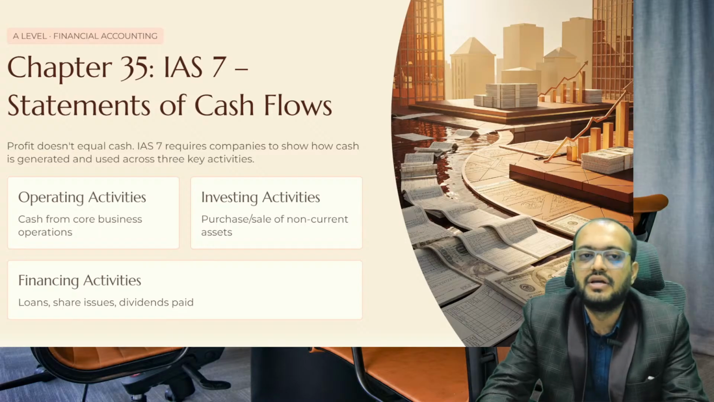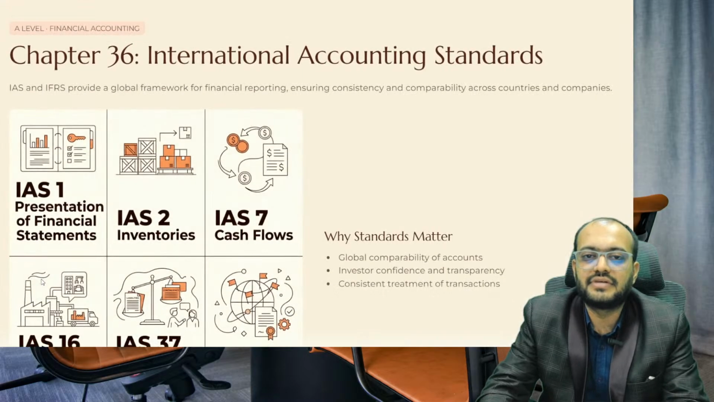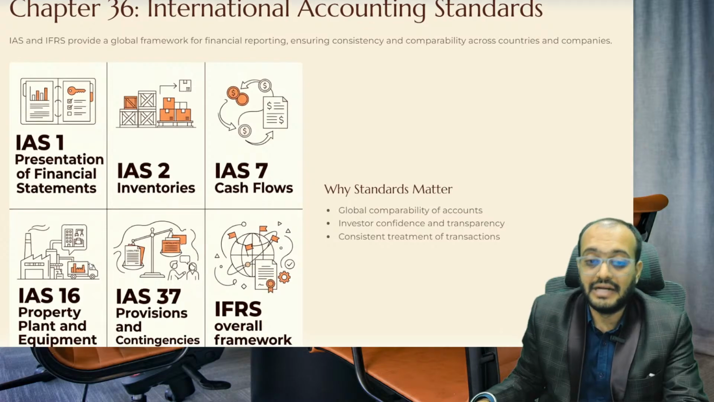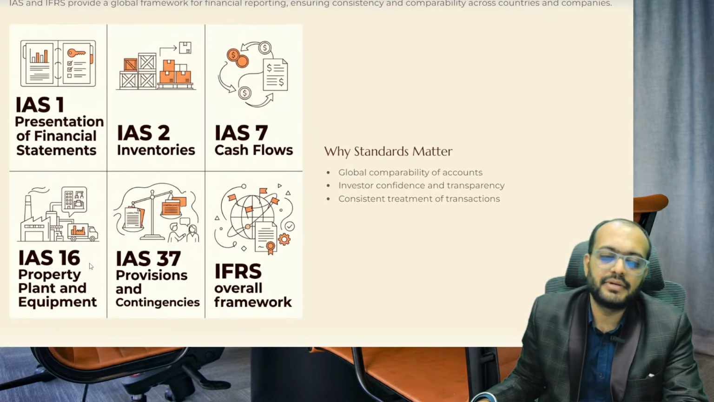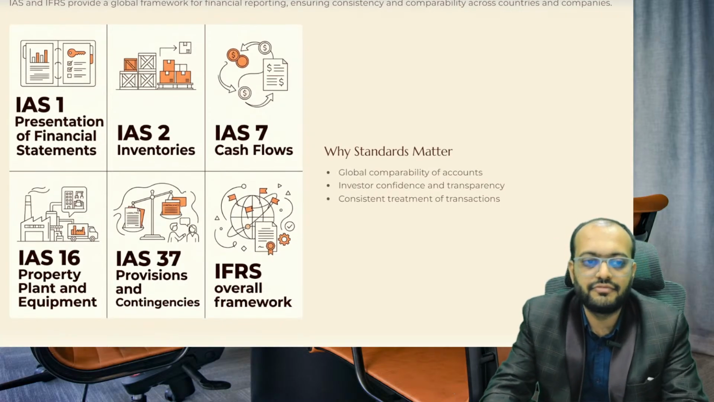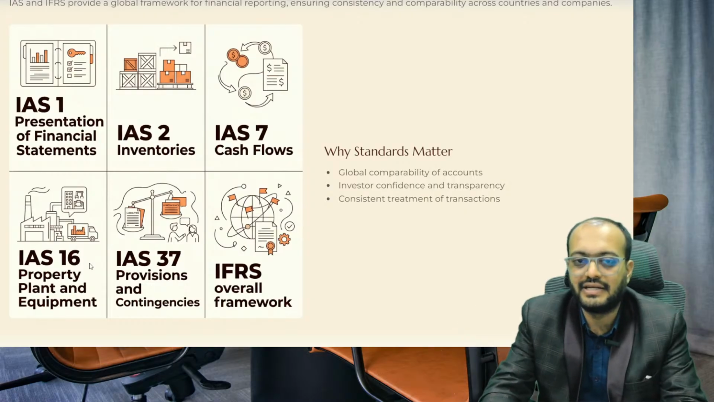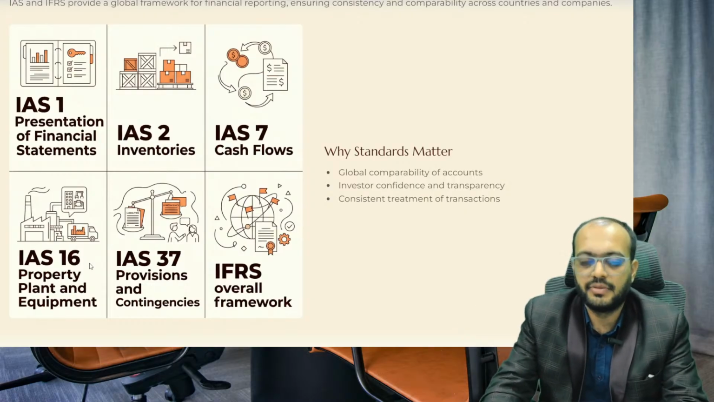When it comes to chapter number 36, it is IAS, that is International Accounting Standards. In this topic, there are actually multiple international accounting standards, but we have to cover only 5: IAS 1, 2, 7, 16, and 37, and the IFRS overall framework. It's just a framework related to IFRS, International Financial Reporting Standards.